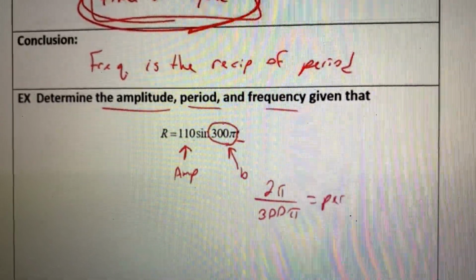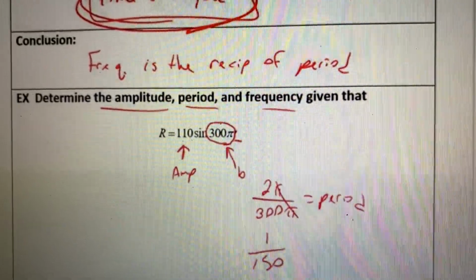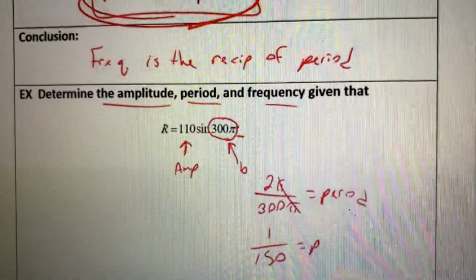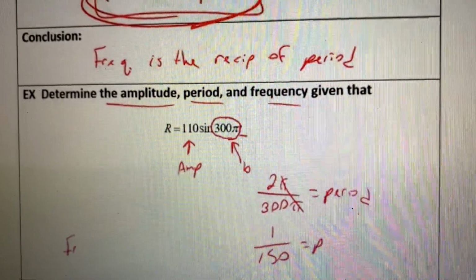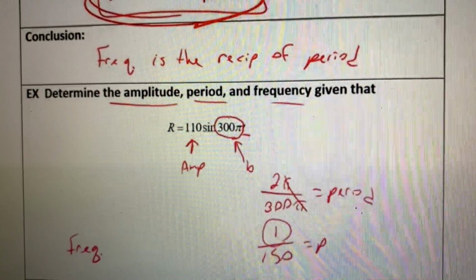So to find the period, I'm going to take 2 pi over B, which we know that. So it's going to be 1 over 150. So what that means is it's going to take 150 seconds to complete one cycle.